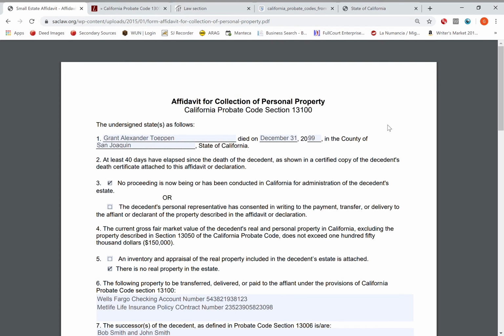Don't trust the institution when they say you need letters testamentary. They are wrong 3 out of 4 times in my experience if it's under 150K, all right?